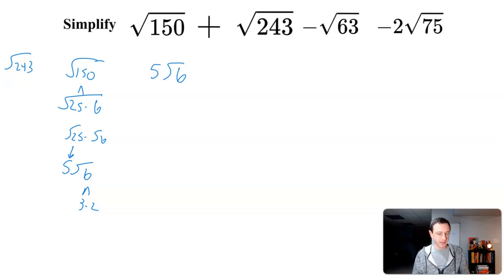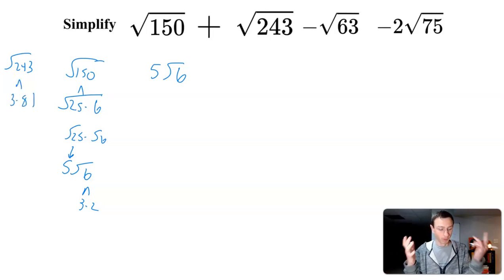243 is not as easy one as 150. I'm not quite sure. If you're not quite sure, here's what you do. We know 243 is not even. It's not divisible by 2 because it's not even. So I can't do 2. So try 3 and then see if that's some sort of starting point. 243 divided by 3 is 81. So boom, perfect. There is a starting point right there.